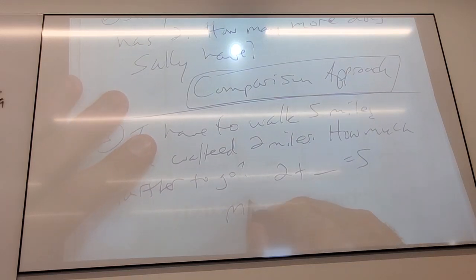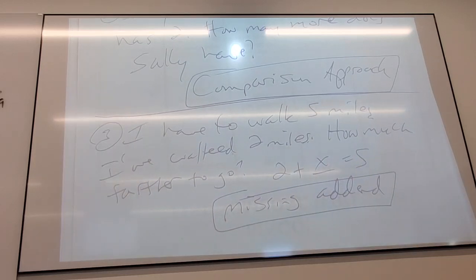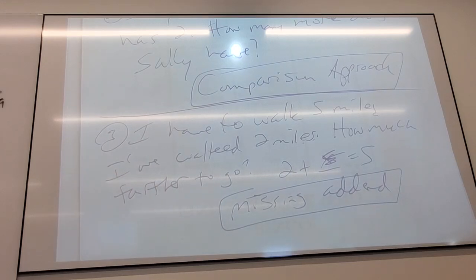So this is called the missing addend. Part of me wishes we would just put X there and get them to understand algebra earlier, but that's fine. Whatever, Jeff. You're weird. Okay.